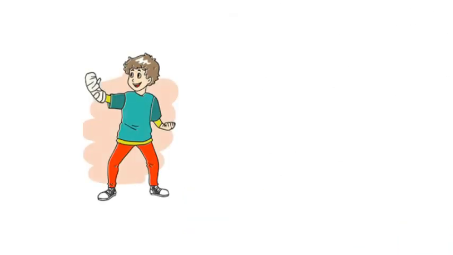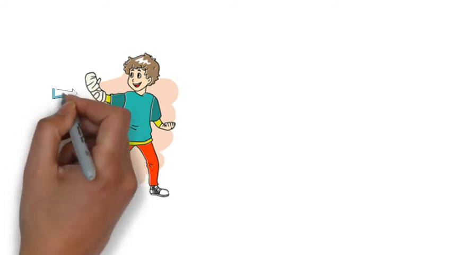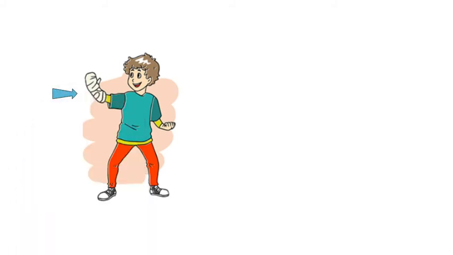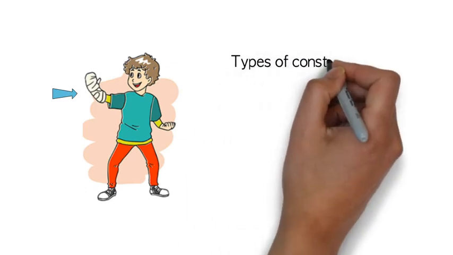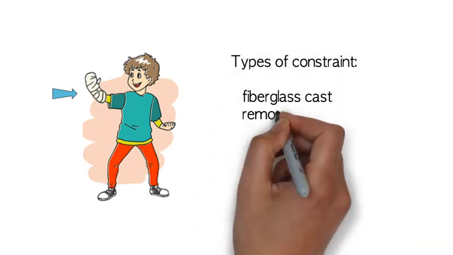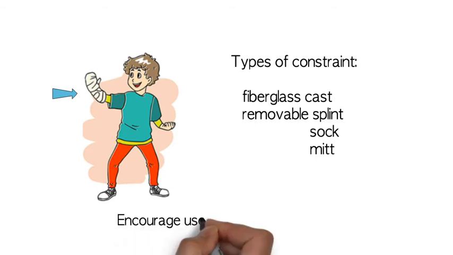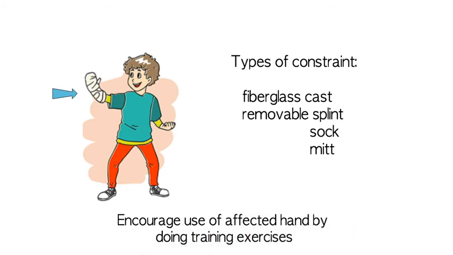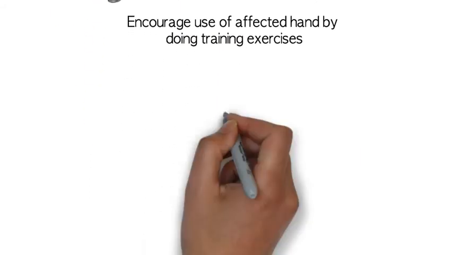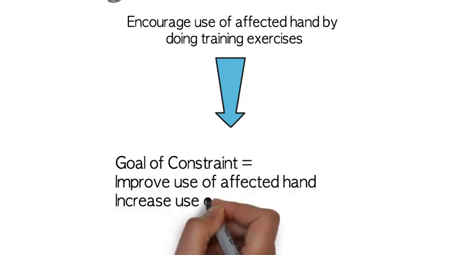Some people call the affected hand the helper hand. In constraint-induced movement therapy, the less affected or uninvolved hand and arm is placed in a constraint and restrained over a period of time. This can be done continuously or intermittently over days to weeks. Some types of constraints include a fiberglass cast or a removable splint, sock, or mitt. The constraint prevents the individual from using their dominant hand and arm. This encourages them to use their affected hand by doing hand training exercises. The goal of constraint is to improve the use of the affected hand and increase use of both hands together.